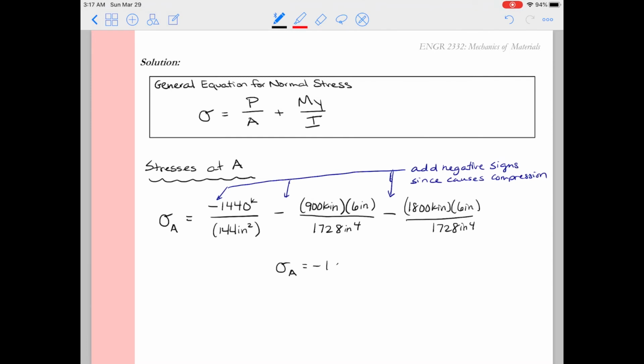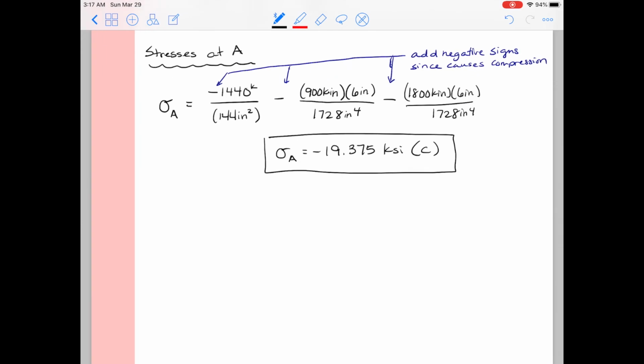So for sigma A, I go ahead and do some multiplication and division, and I solve that sigma A is equal to negative 19.375 ksi. The negative sign tells me it's in compression, and so I've labeled it accordingly.